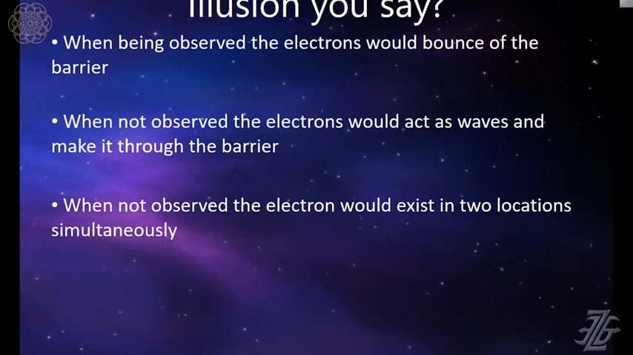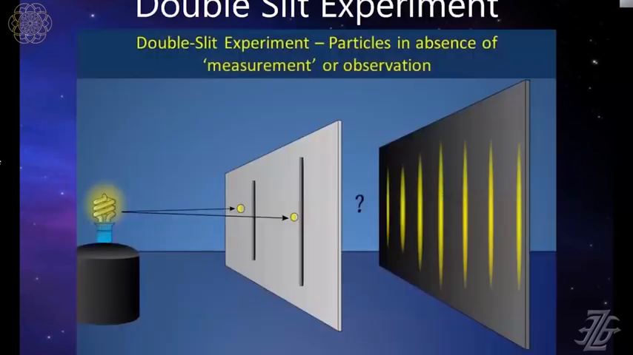When being observed, the electrons will bounce off the barrier. So if we look at it, it bounces off. When not observed, the electrons will act as waves and make it through the barrier. When not observed, the electron would exist in two locations simultaneously. So the electron was bilocating, existing in multiple places at the same exact time. Here's a better image of that, the double slit experiment.